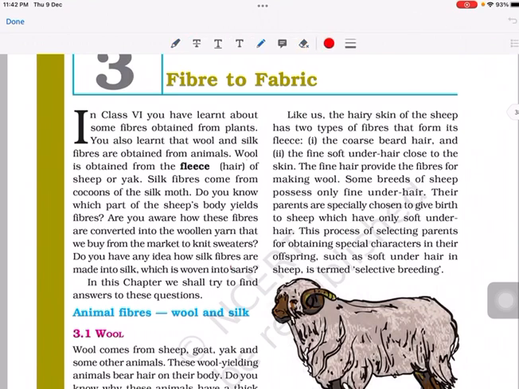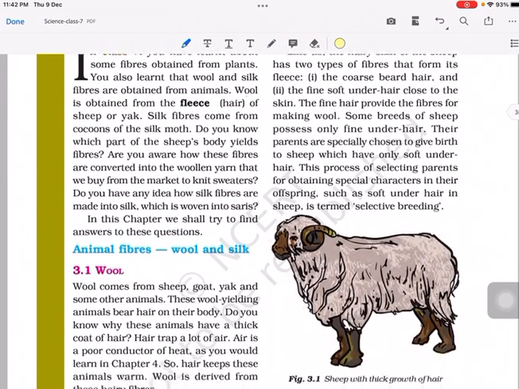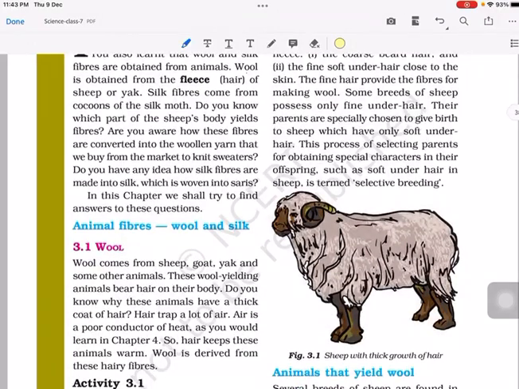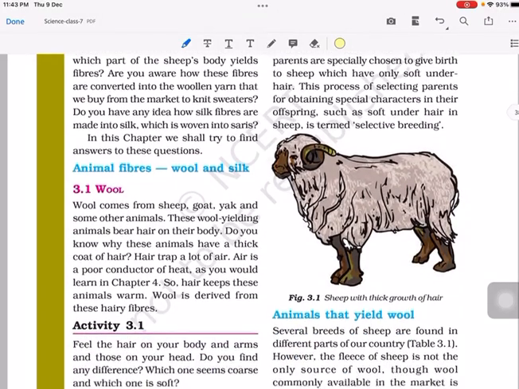Okay, now we are aware that these fibers are converted into woolen yarn, which we buy from the market to knit a sweater. Do you know how? Do you have any idea how silk fibers are obtained from the silk, which is woven into saris? In this chapter, we are going to study about the animal fibers, wool and silk.